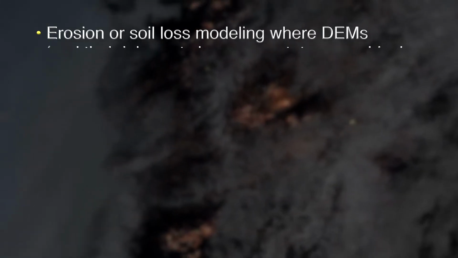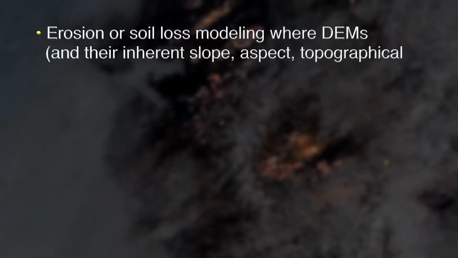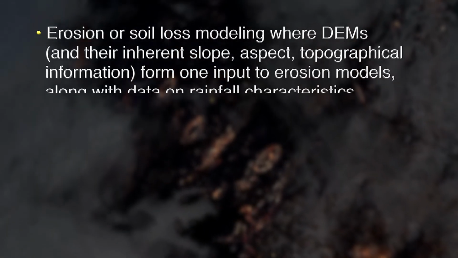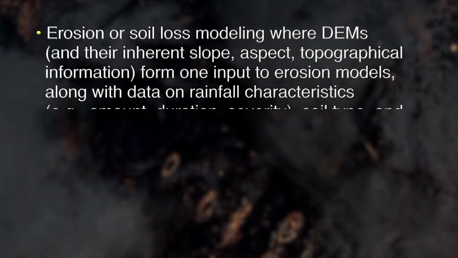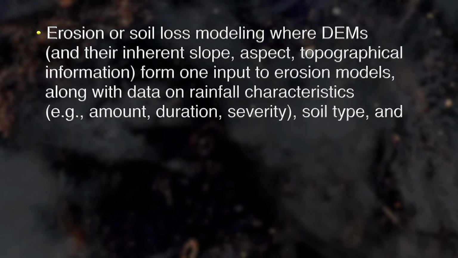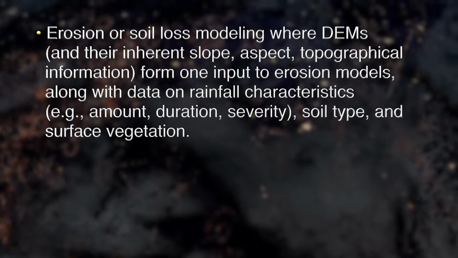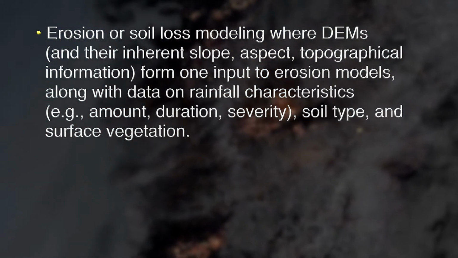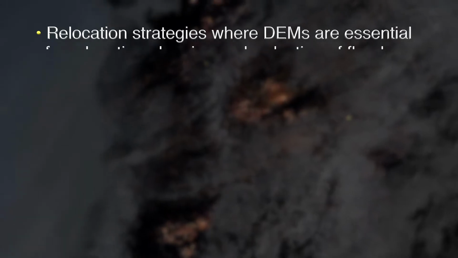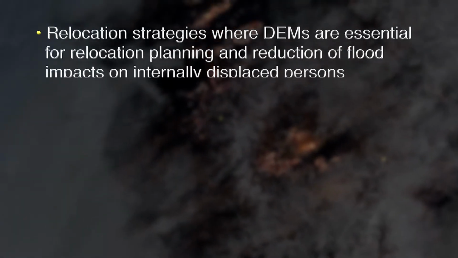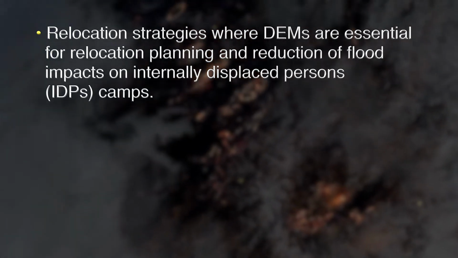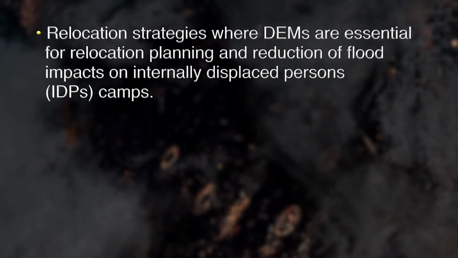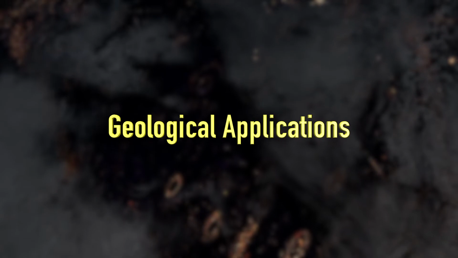properties. Erosion or soil loss modeling, where digital elevation models and their inherent slope, aspect and topographical information are one input to erosion models along with data on rainfall characteristics, for example, amount of rainfall, duration of rainfall, severity of rainfall, soil type and surface vegetation. Relocation strategies, where digital elevation models are essential for relocation planning and reduction of flood impacts on internally displaced person camps. Geological applications.